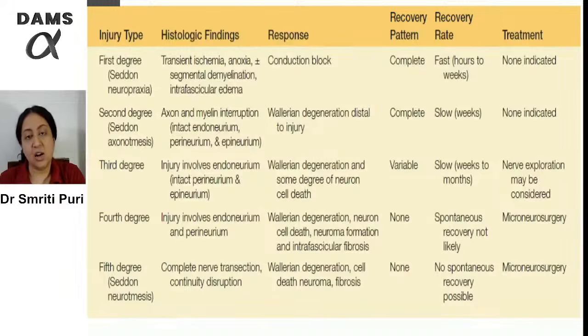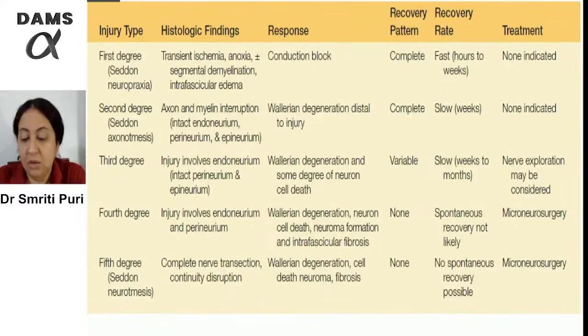Seddon's neuropraxia is equivalent to first degree injury. Seddon's axonotmesis is equivalent to second degree injury, and Seddon's neurotmesis is equivalent to fifth degree. Right? So Seddon does not have a classification for the third and the fourth degree of nerve injuries. All right, please remember this. Okay. Now, what we need to remember, I'll just underline that. You only need to remember that much.